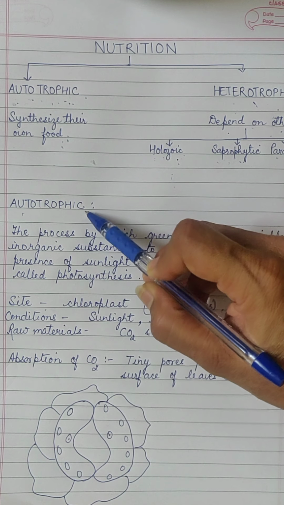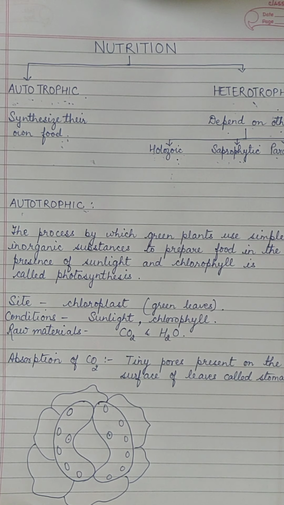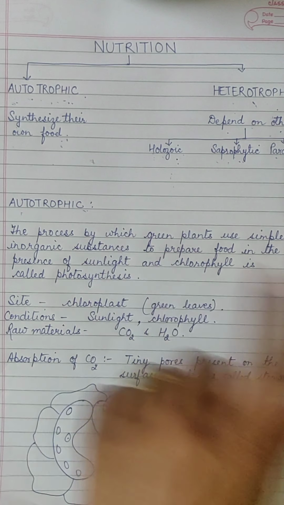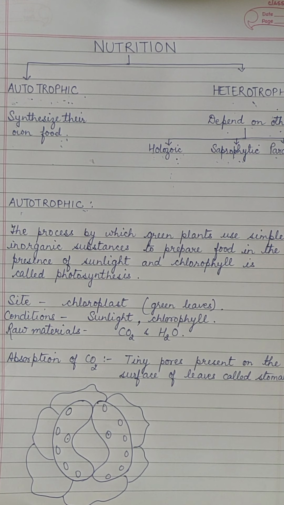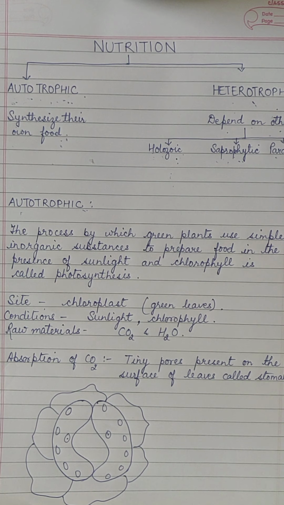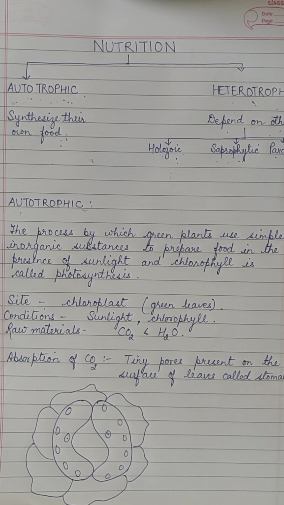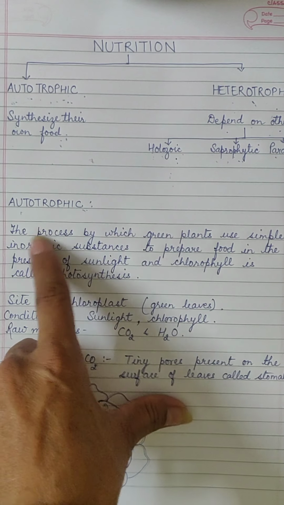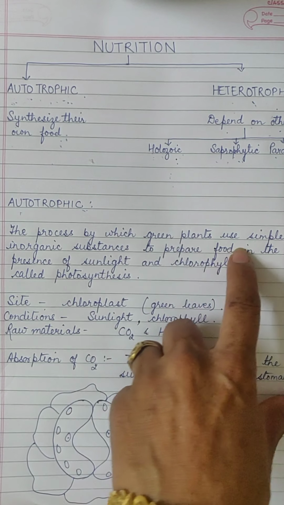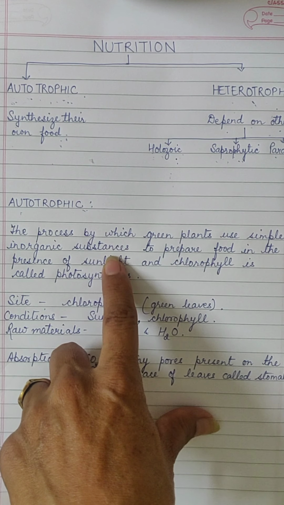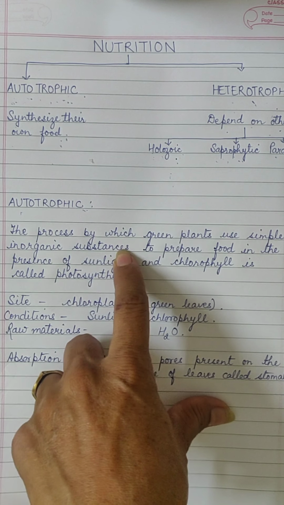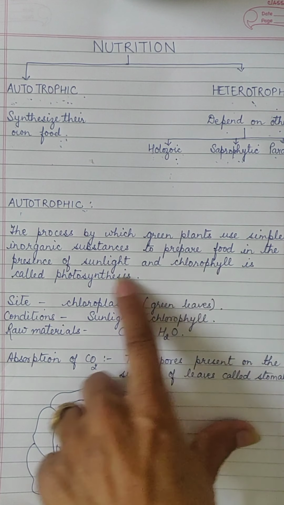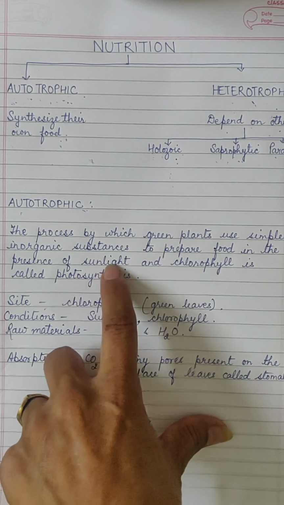Okay, so autotrophic mode of nutrition is that in which the organisms use simple inorganic substances like carbon dioxide and water and synthesize their own food. Okay, and the process which they use is called photosynthesis. So photosynthesis is the process by which green plants use simple inorganic substances like carbon dioxide and water to prepare food in the presence of sunlight and chlorophyll. The word photo comes from sunlight.